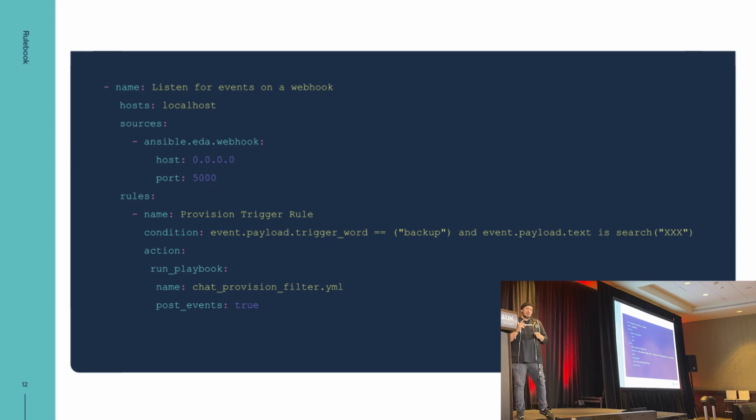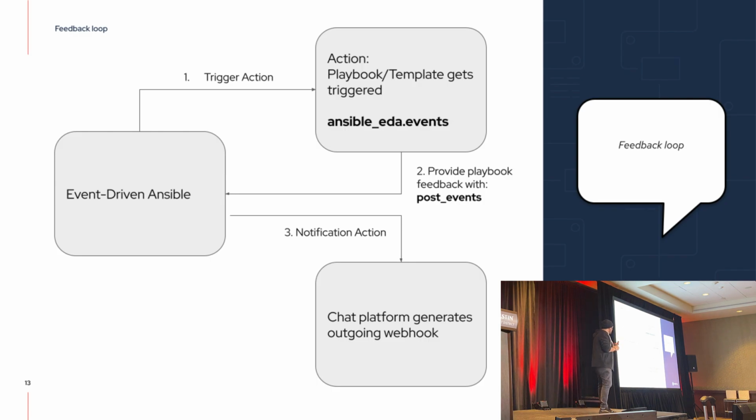What's important is you can also feed back data. We'll see this a little bit later, but effectively we can take output from a playbook and push it back into event-driven Ansible and drive that as a further condition. Ultimately, this is our feedback loop, and there's some important stuff here. We have our event-driven Ansible that's running, we've triggered an action, and that action goes through a process of running a playbook, running a template.